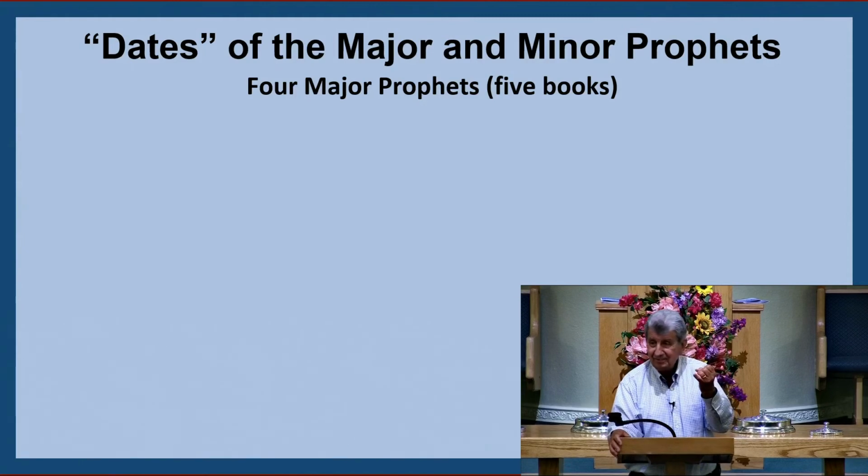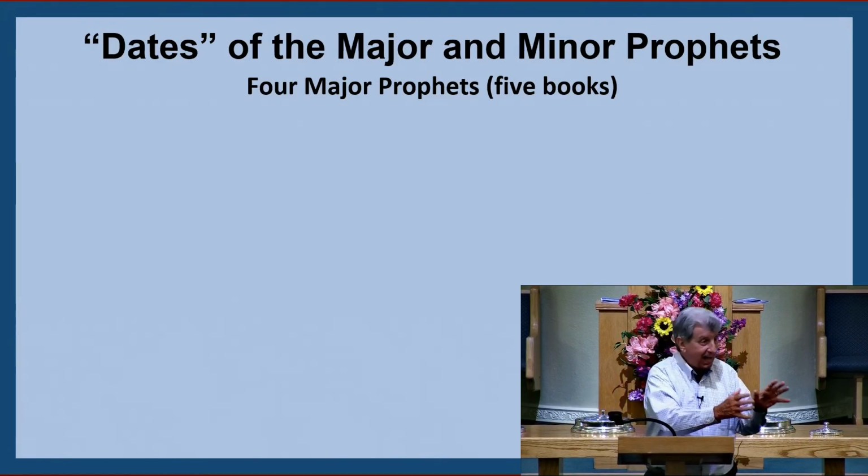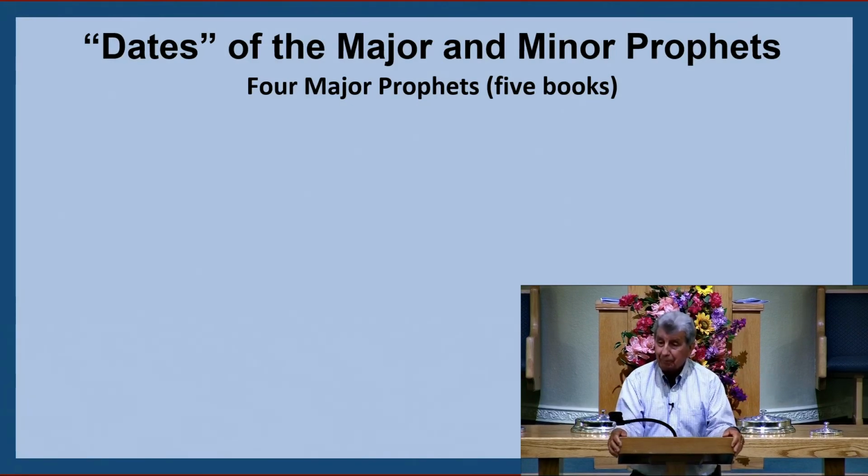Isaiah, Jeremiah, Lamentations, Ezekiel, and Daniel. How many major prophets are there? There's only 4. Lamentations is not one of the prophets, but it's one of the 5 books of the major prophets. And it's the lamentation of Jeremiah.